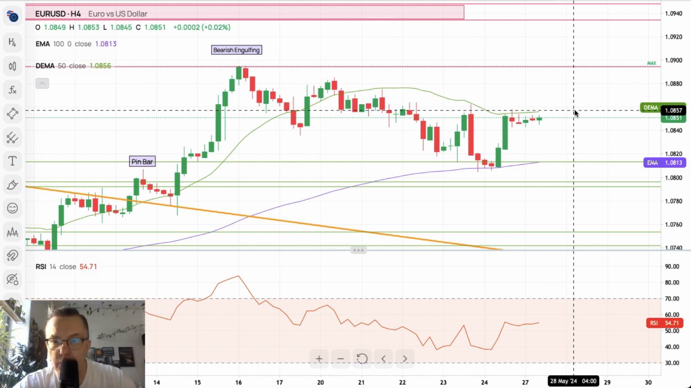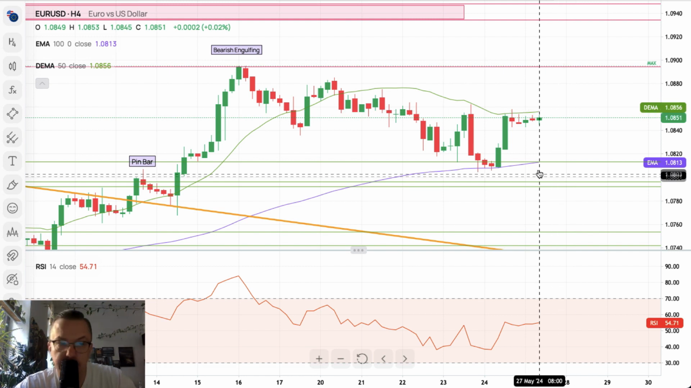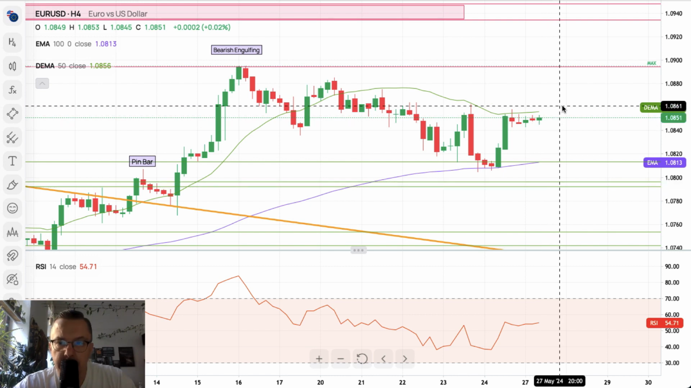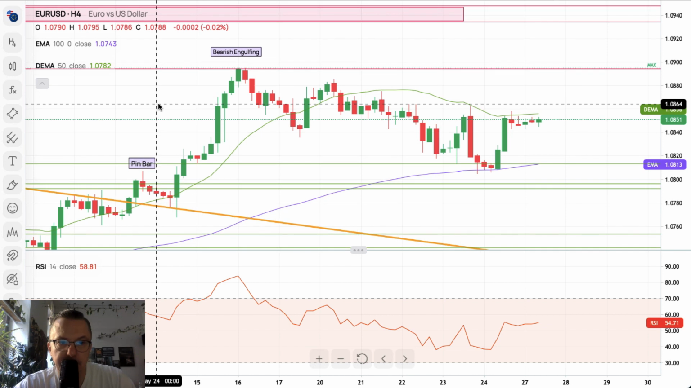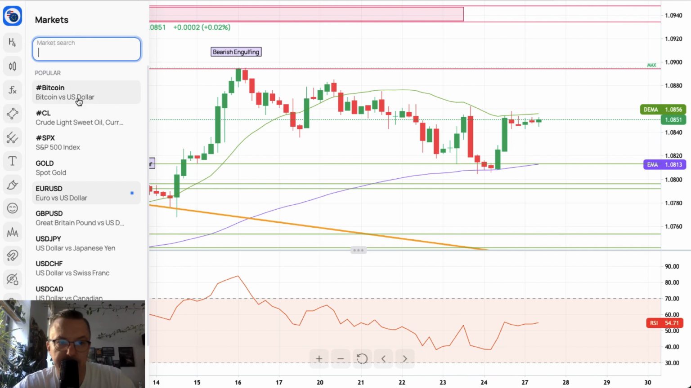So it all depends on how the market will react to the IFO data from Germany. If the expectations are high and positive to the upside, of course, and there's any disappointment, we might see some sort of sell-off on the Euro dollar. So it's worth watching what's going on with the German IFO index. Okay, that was the Euro dollar.